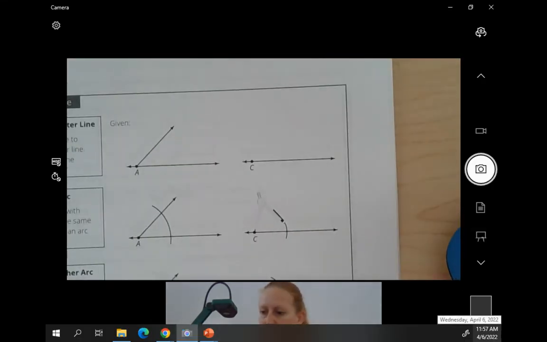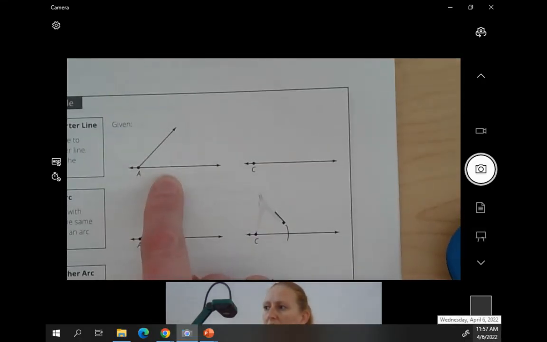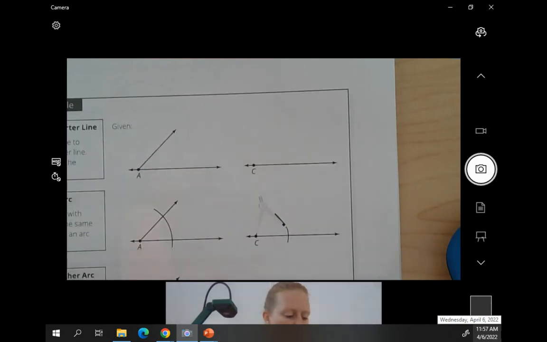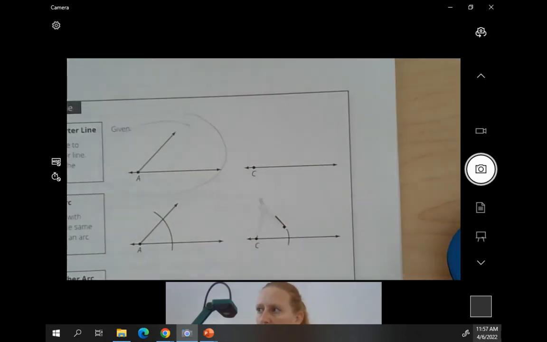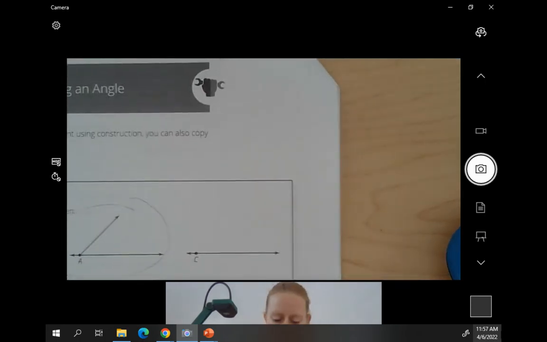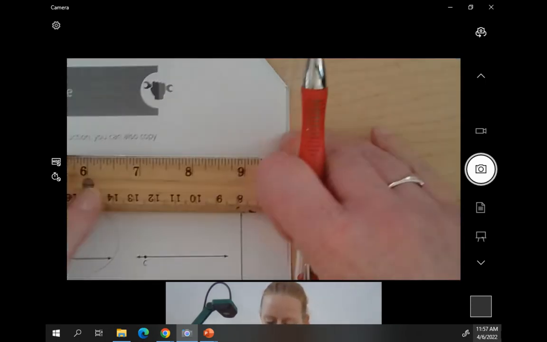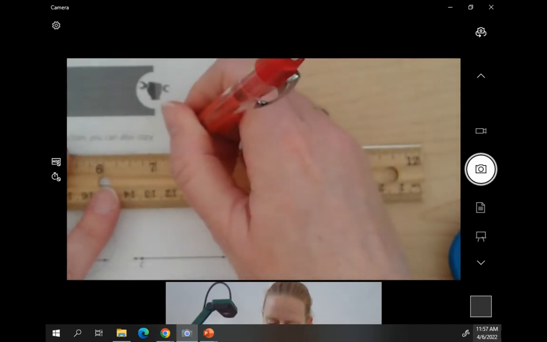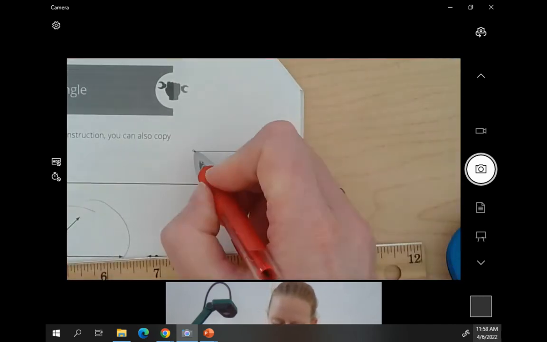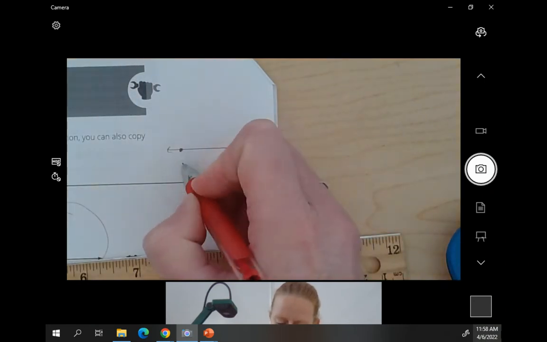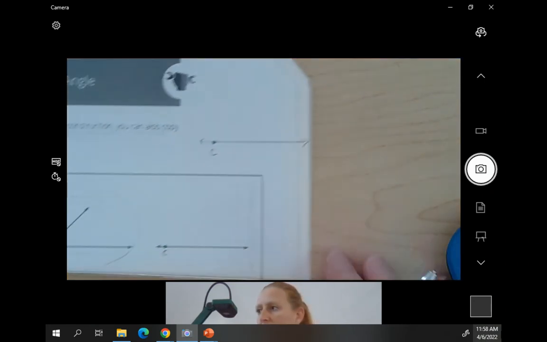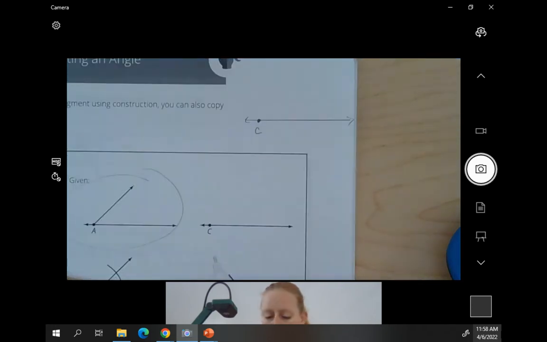I have it here. I'm going to duplicate this angle. So this is the OG, the original. I'm going to start by making a starter line. And I'm going to make my vertex. I'm going to call it C because why not? I can. And here's what we're going to do.